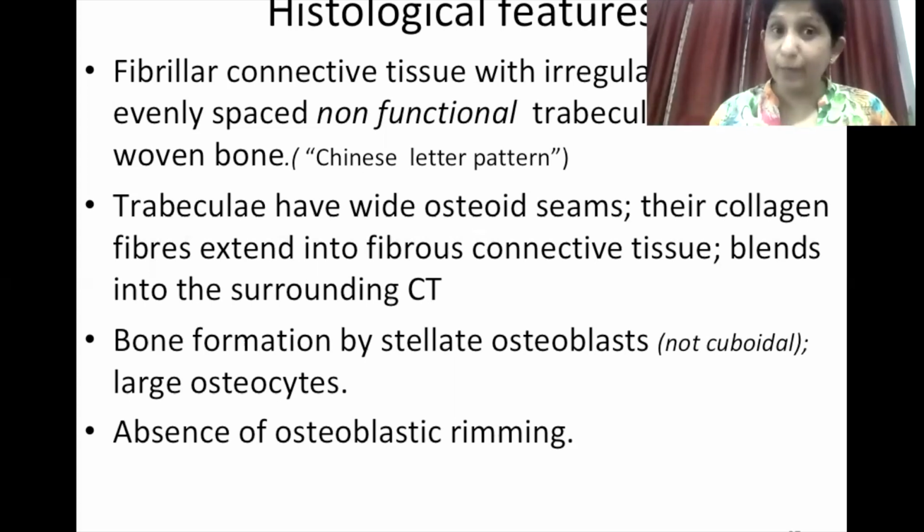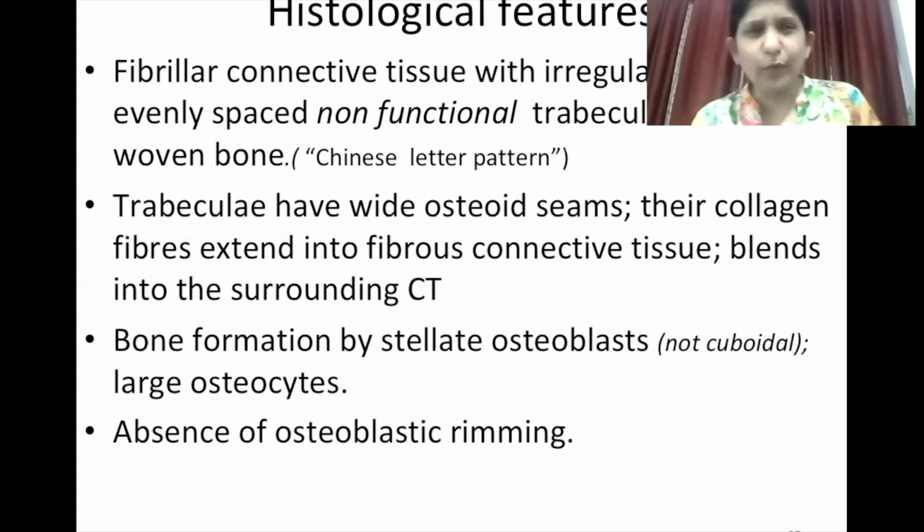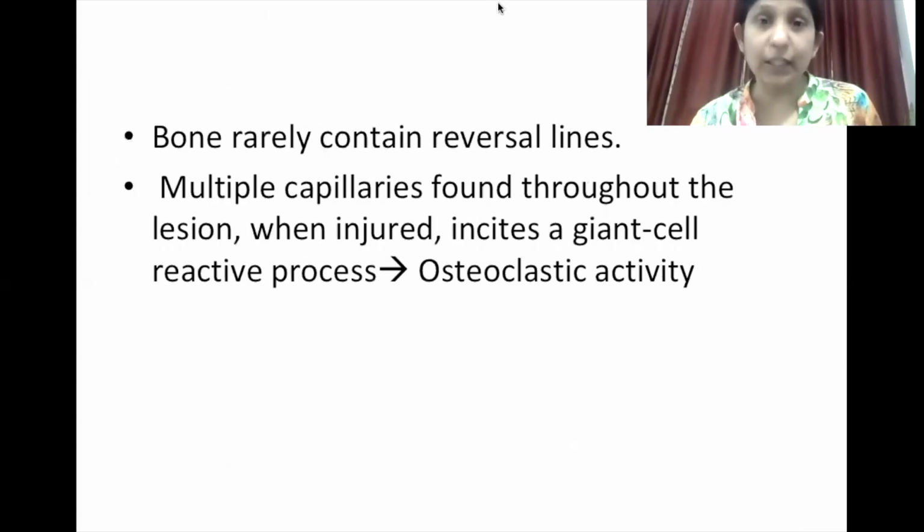You find fibroblasts as well as osteoblasts, but they are large, and then you find large osteocytes, but you will not find the osteoblasts rimmed very normally on the bone periphery. So absence of osteoblastic rimming is also very particular about fibrous dysplasia. So they don't contain reversal lines.